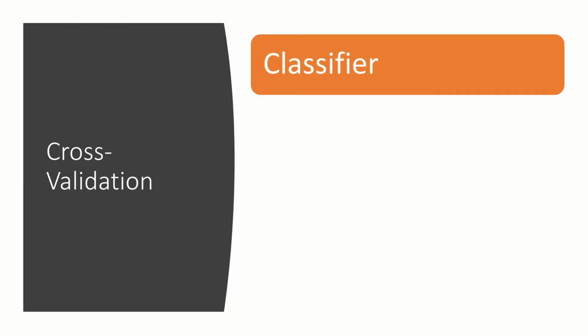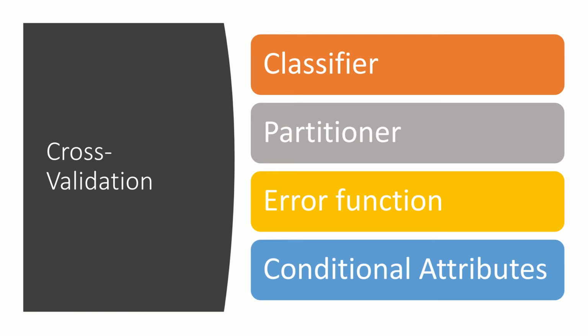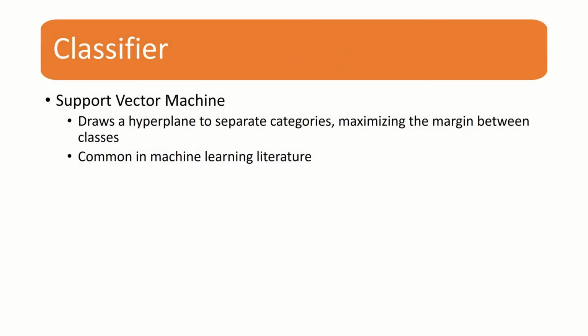There are 4 main steps that go into it: the classifier, the partitioner, the error function, and the conditional attributes. So the classifier is the actual test. It's what gives you the accuracy score.